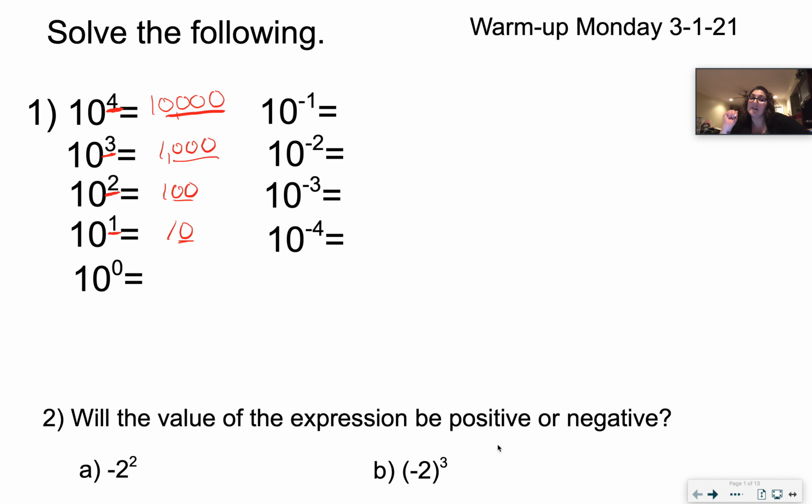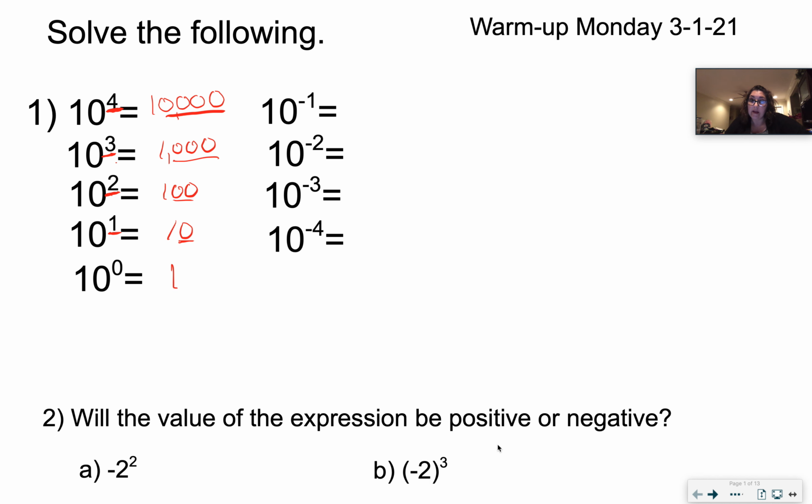So if I extend my pattern, I notice that every time my exponent is decreasing by 1, my number of zeros is decreasing by 1. Do y'all see that? Okay, so if my number of zeros is decreasing by 1 and I go from 10 to the 1st to 10 to the 0, how many zeros will I have in this one here? None. So my answer for 10 to the 0 is just 1. So 10 to the 0 power is equal to 1.